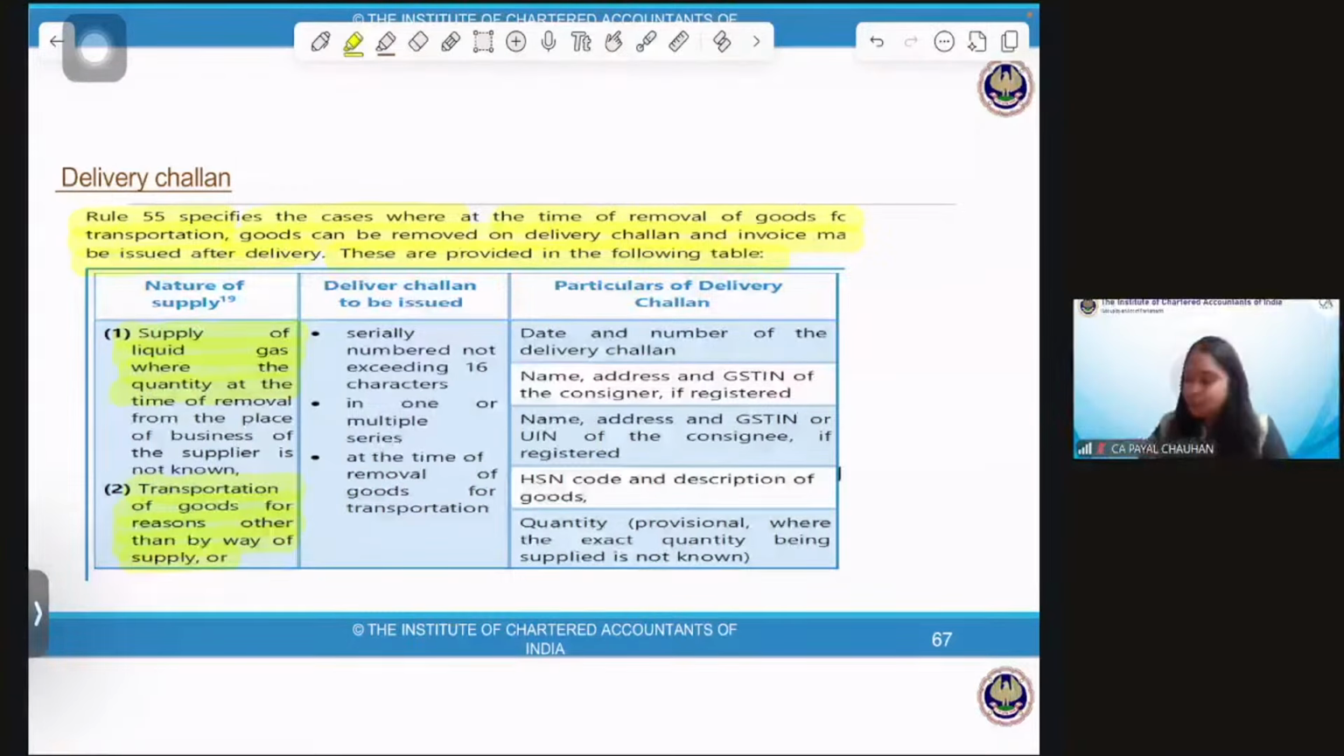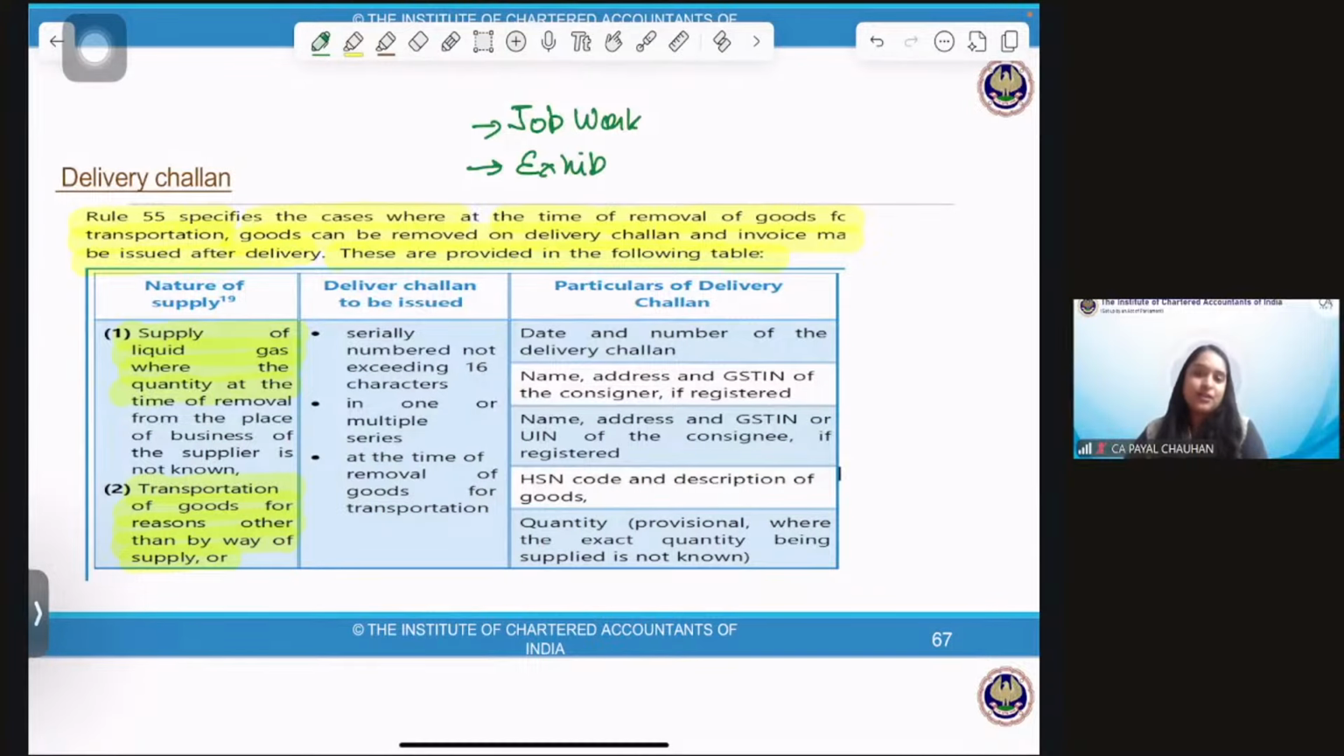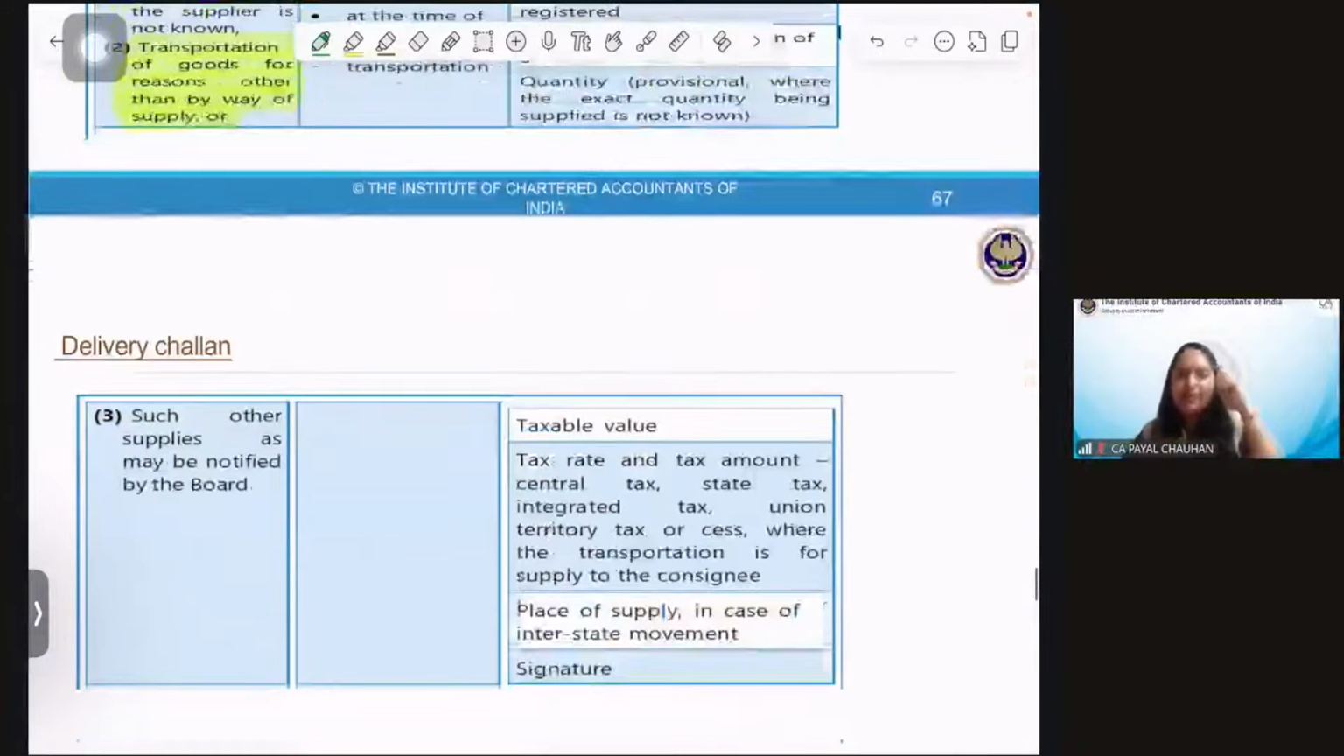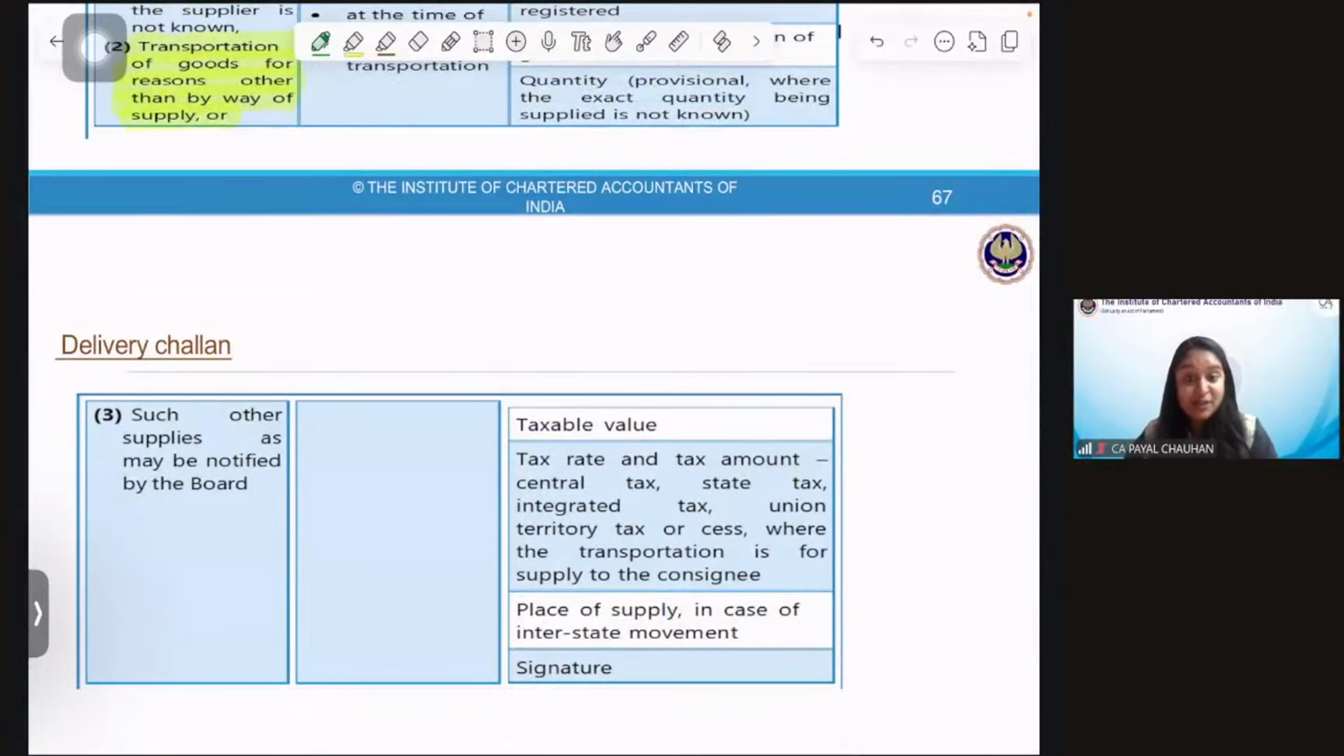Okay. See, two examples: job work, for the purpose of job work, right? And for the purpose of display in an exhibition. Perfect. In that case, it's not a supply, so we'll issue a delivery challan. Perfect, Navneet. Now, delivery challan, first we'll complete what are the conditions. Yes, Navneet, I gave you the example also. Perfect, Navneet. You did all the homework.